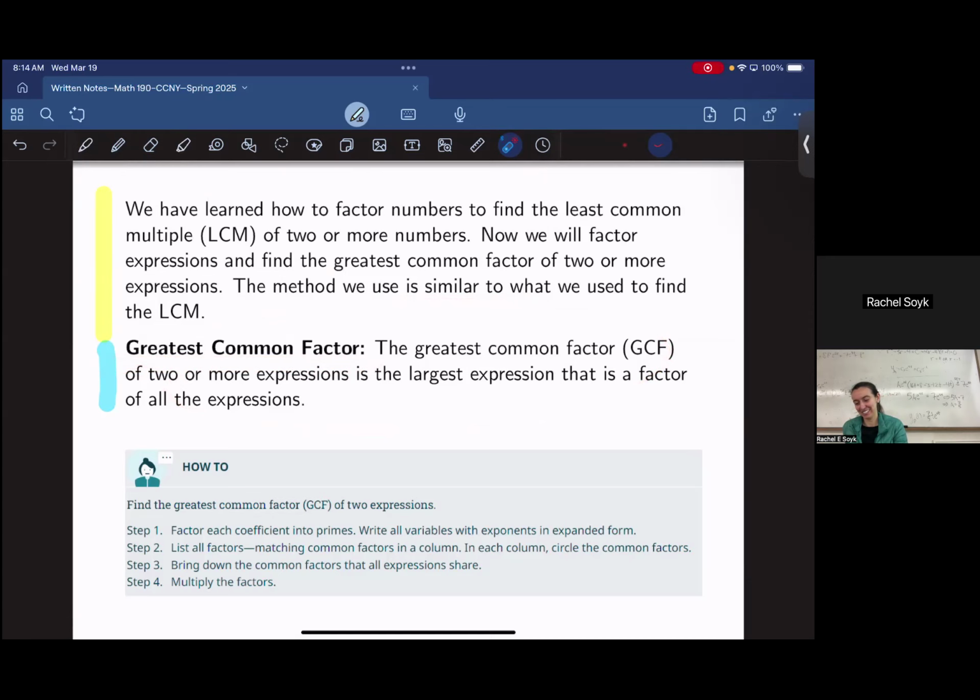Thank you. Greatest common factor of 2 or more expressions is the largest expression that is a factor of all the expressions. Great, thank you so much.